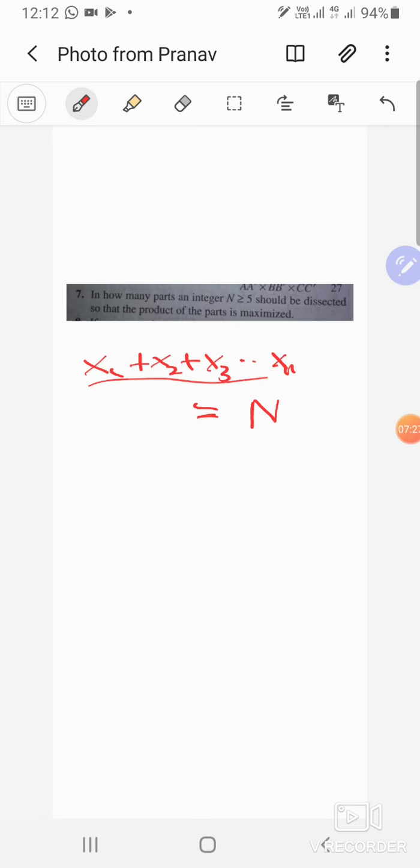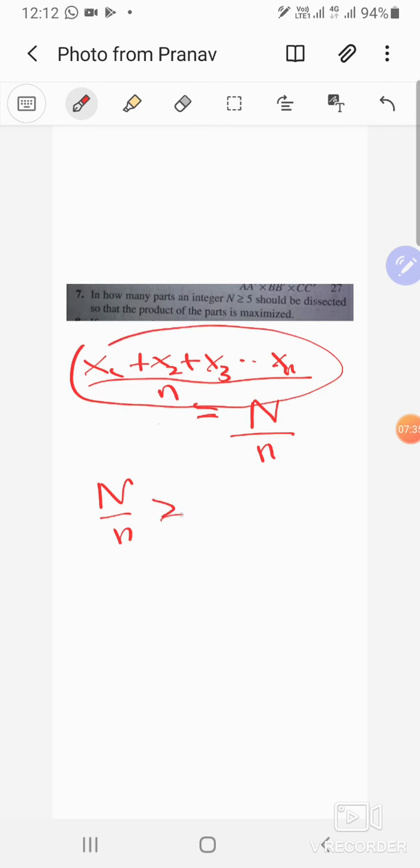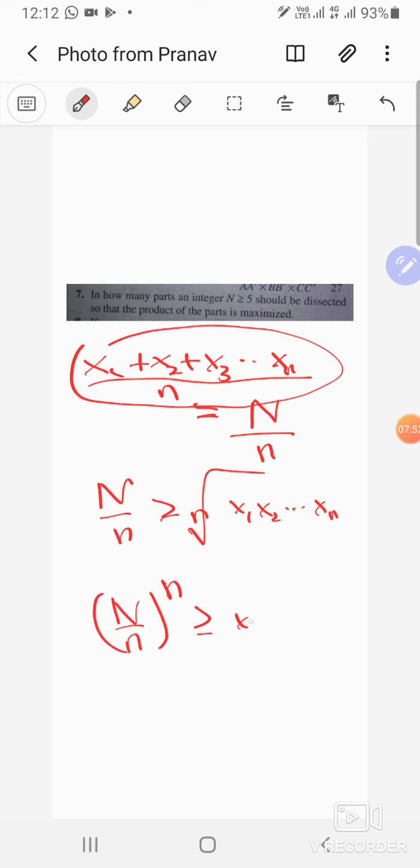So let's just divide this thing by small n, which means that capital N upon n is basically the AM of these numbers. It has to be greater than or equal to their GM, which is the nth root of x1 times x2 all the way till xn. Yes. So now let's raise this to the nth power. That will give me capital N upon n raised to the nth power is greater than or equal to x1, x2, x3 all the way till xn.